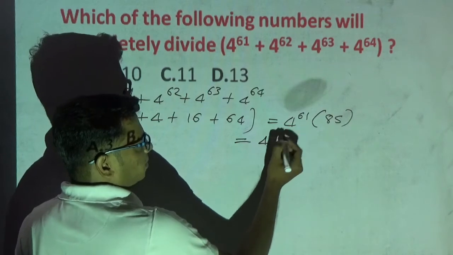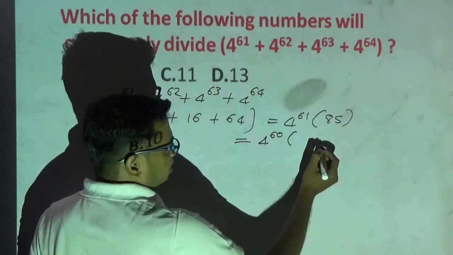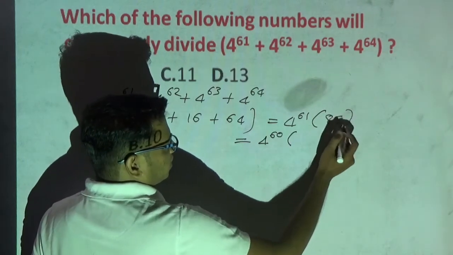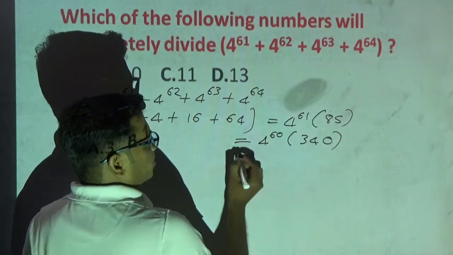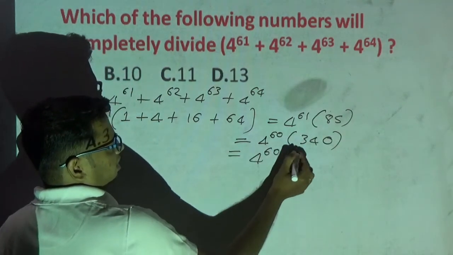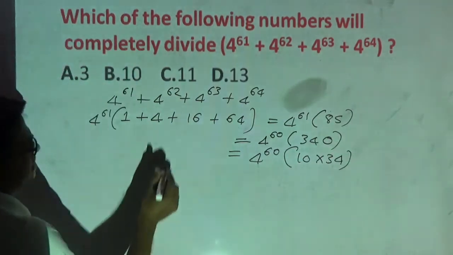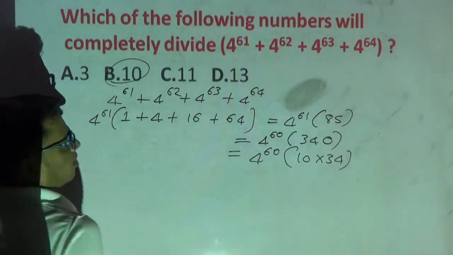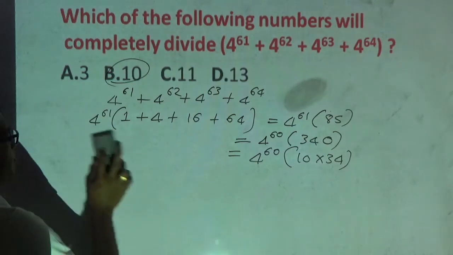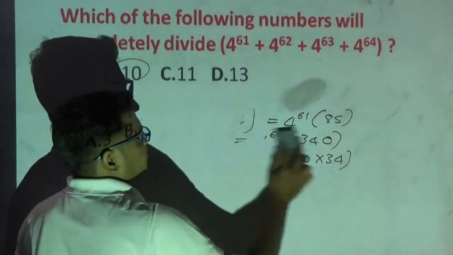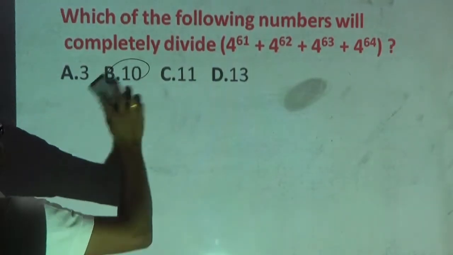So 4 power 61 can be written as 4 power 60 into 4. That 4 I will put inside: 85 into 4, 5 4s are 20, 2 carry, 8 4s are 32 plus 2, 34. Now this can be written as 4 power 60 into 10 into 34. I saw 10 in the options, so I expressed it this way. So this is divisible by 10. I have already shown this kind of problem in the previous example. Hope you understood with this example. The answer for this question is option B, that is 10.